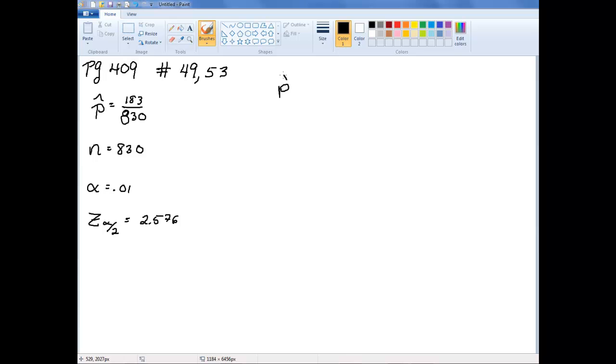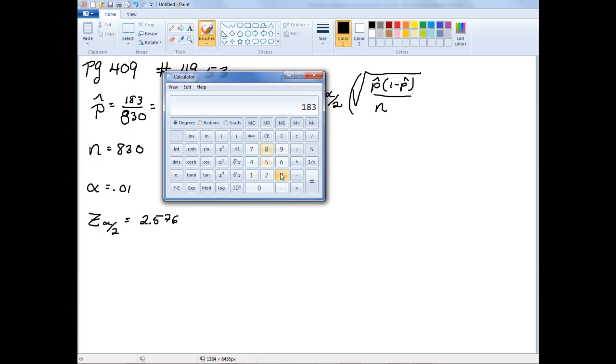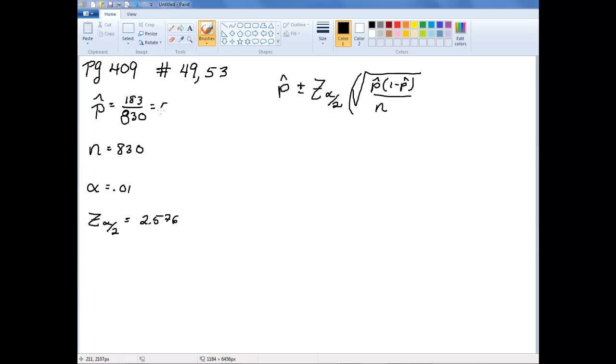All right, so now we need to find our confidence levels. So we go p-hat plus or minus z alpha over 2 times the square root of p-hat times 1 minus p-hat over n. So we know our p-hat is 183 divided by 830, and that is not 180, it's 830. I can't read. So that's 0.22.